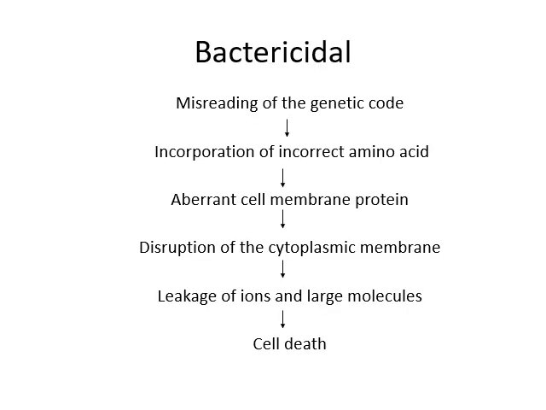Now, we said that this is bactericidal. We understood the mechanism of action, the inhibition on the 30S. We said that we're going to have no protein or truncated protein or the wrong amino acids. So what's happening here is the misreading of the genetic code, incorrect amino acid, and this is going to happen everywhere. Specifically, we're interested in the cell membrane. We're going to have an aberrant cell membrane protein. This will disrupt the cytoplasmic membrane, and then we'll have leakage of ions and large molecules, and this will lead to cell death. So this is the most common mechanism for the aminoglycosides' bactericidal effect.